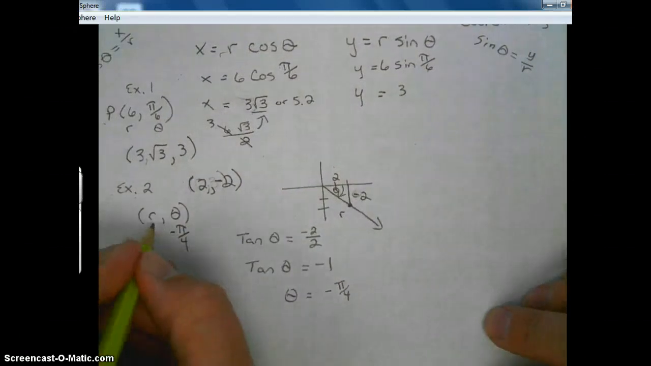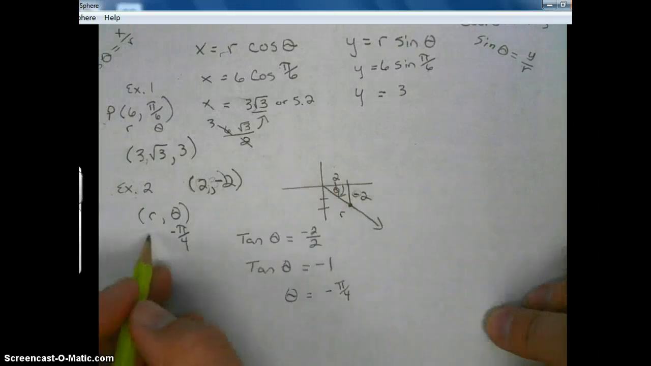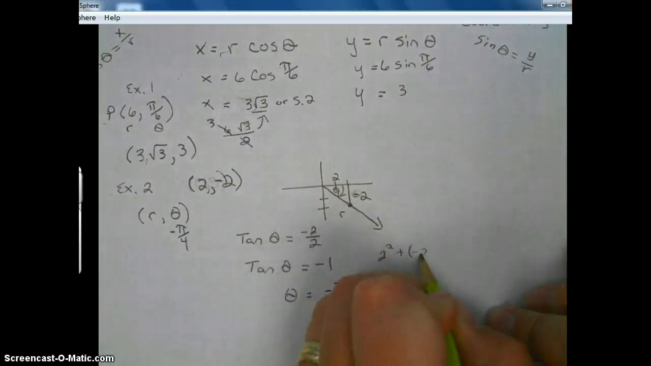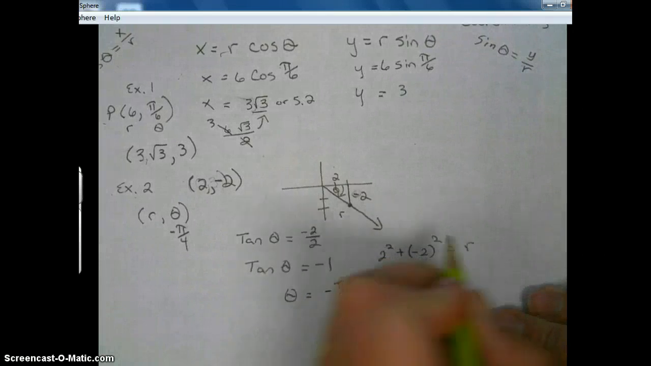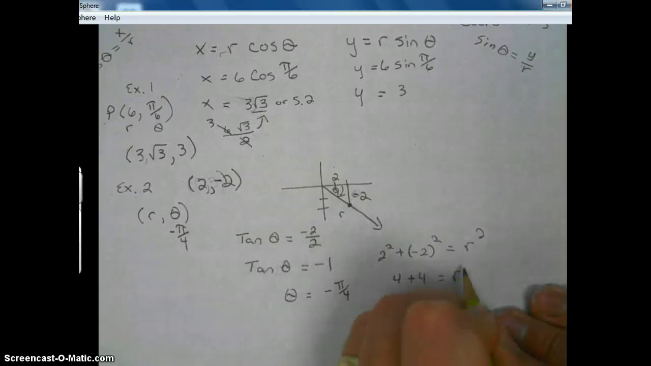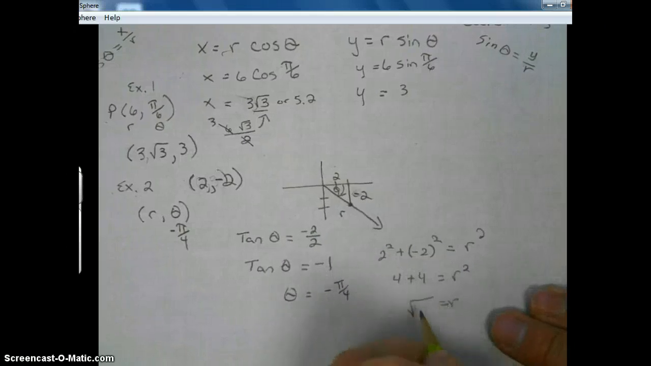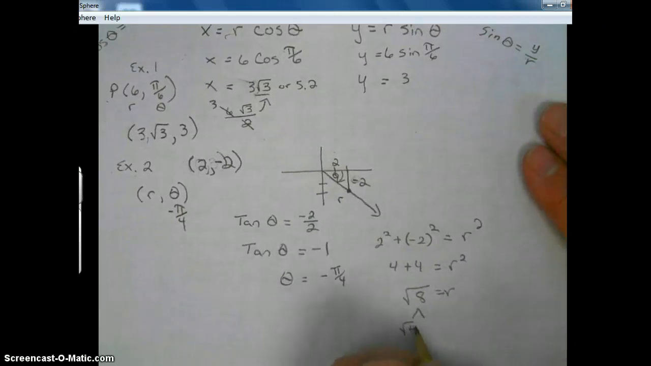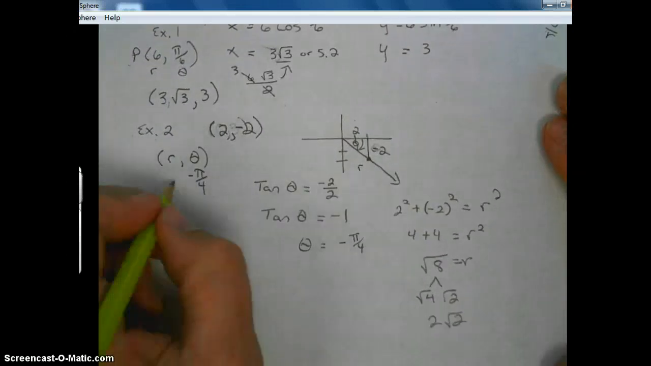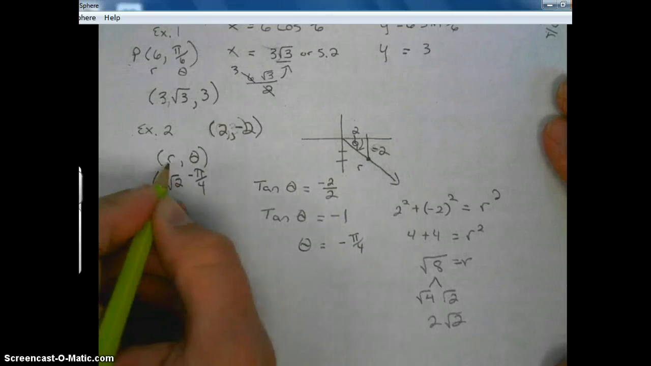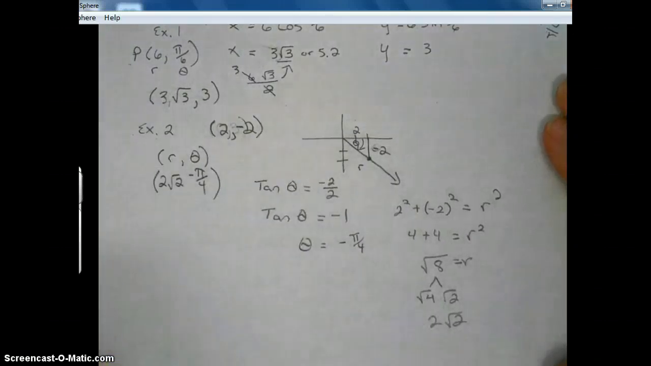Now to find the radius, we use the Pythagorean theorem. So 2 squared plus negative 2 squared equals r squared. So we have 4 plus 4 equals r squared, so r is equal to the square root of 8, which simplifies to 2 radical 2, and that would be our radius, or I should say our r value. That's the distance from the pole.